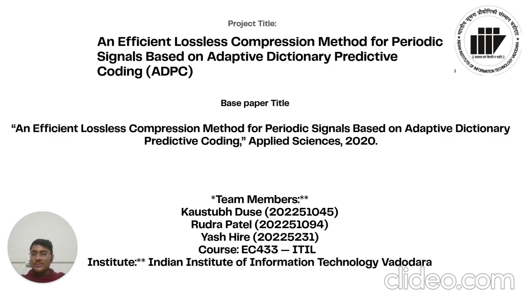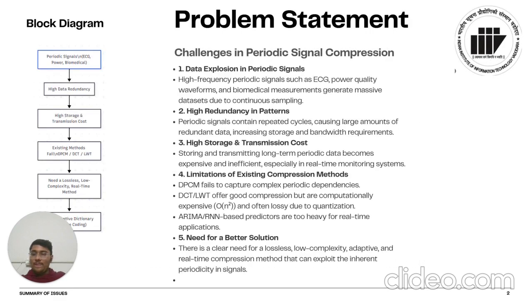Let me begin by explaining the problem we are trying to solve. Periodic signals such as ECG, biomedical waveforms, and power quality signals produce massive amounts of data because they are sampled continuously. This leads to a data explosion problem. These signals contain repetitive, predictable patterns which introduce high redundancy. This increases both storage requirements and transmission cost.